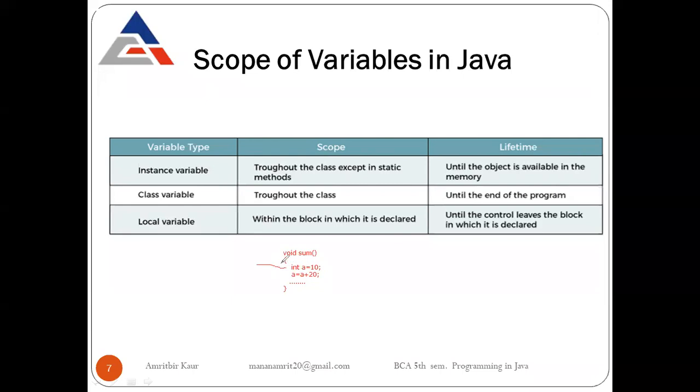So here our variable is declared, meaning memory is allocated to the variable. But when control arrives here, then memory will be deallocated from variable a, because its lifetime is within the body. When control leaves the block, because its block is this part, the local variable will be destroyed.